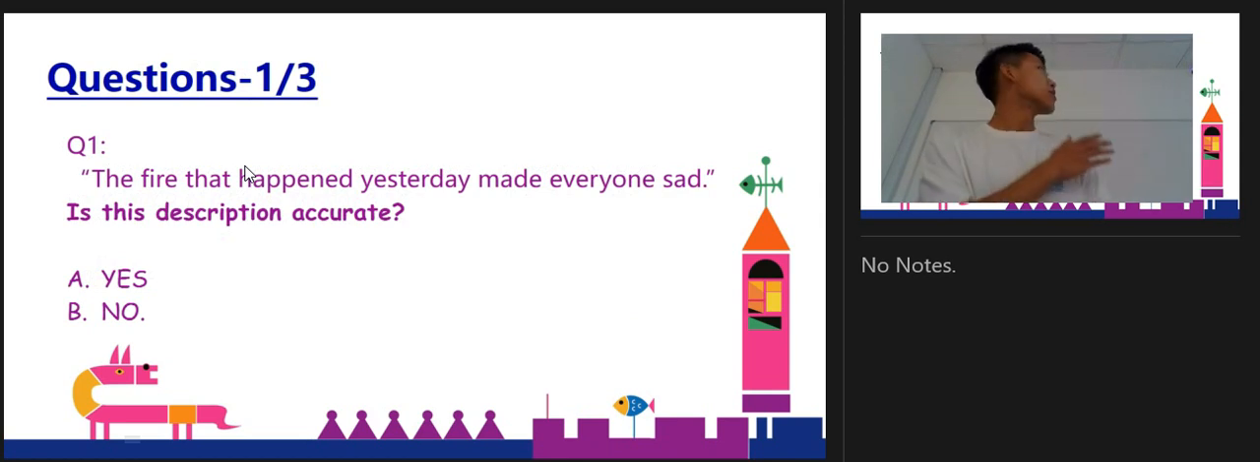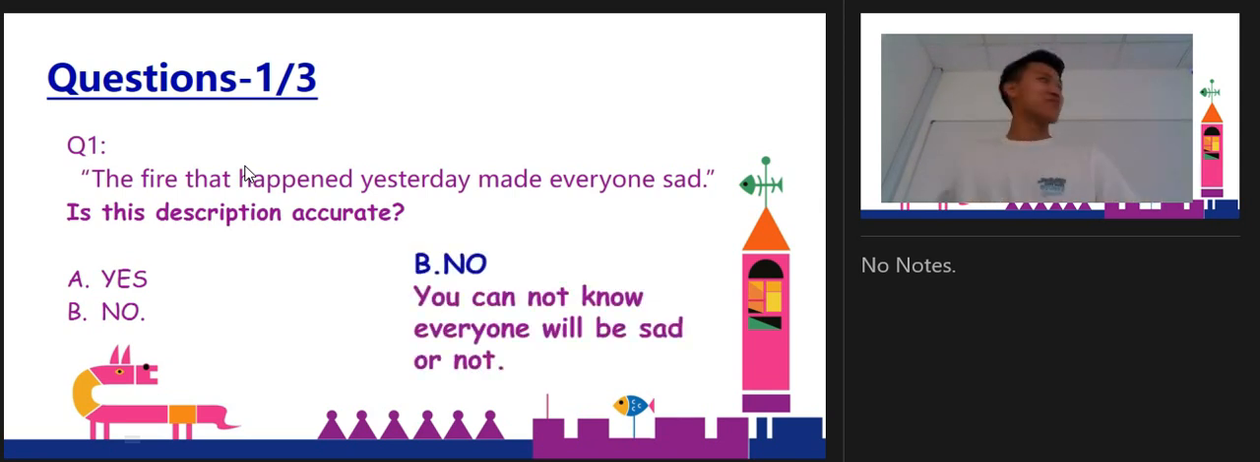And my first question. The fire that happened yesterday made everyone sad. Is this description accurate? Anyone want to answer? Okay. No. Thank you. The answer is no, because you cannot know whether everyone will be sad or not.